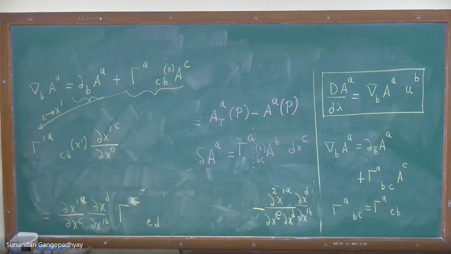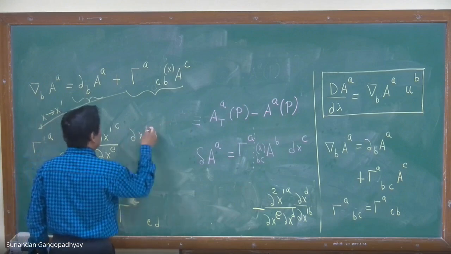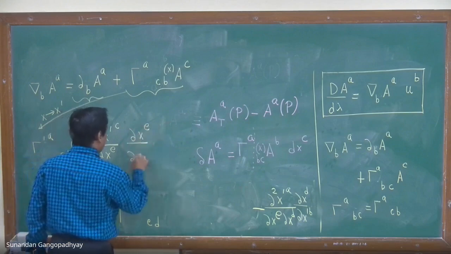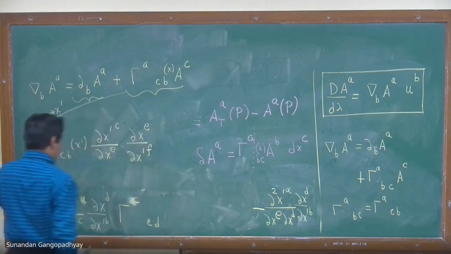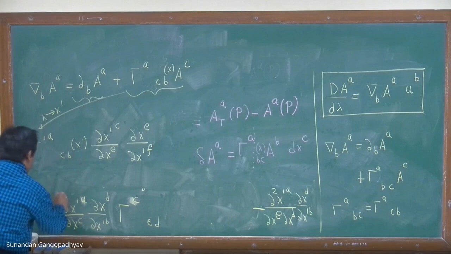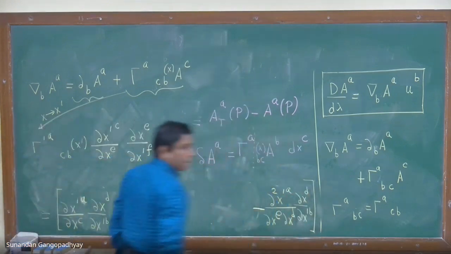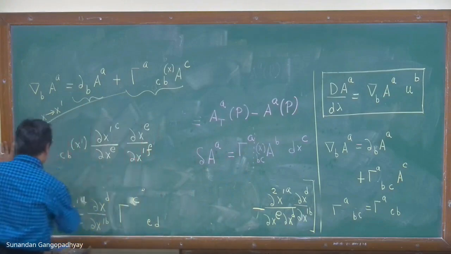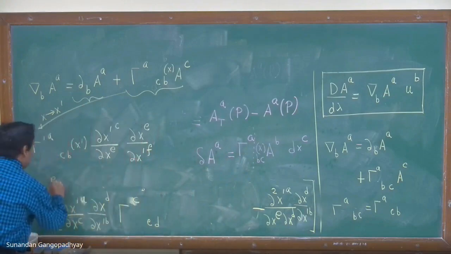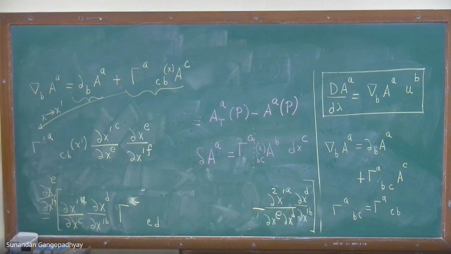So what do you need to do now? You have to get rid of this factor. Just multiply by del x e, del x prime x, both sides. So that will give us, it will be multiplied here also. So multiply both sides by this factor del x e, del x prime f.